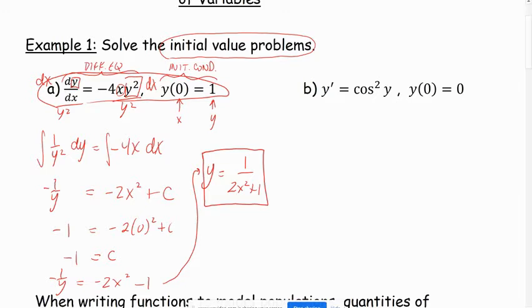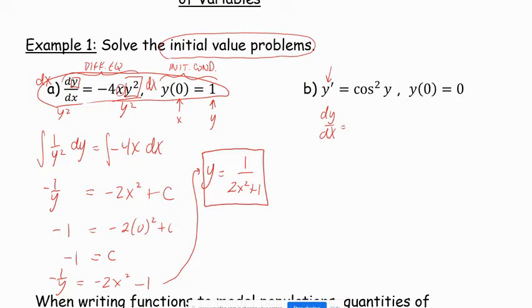The second example is very much the same. It's just written a little bit differently. It's written as y prime. You can always rewrite that as dy dx. In fact, that's what I suggest you do because then it makes it easier to separate the x and the y. With this notation, there's not a change in x and a change in y component that we can separate.